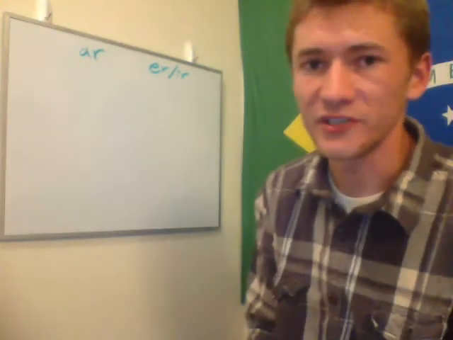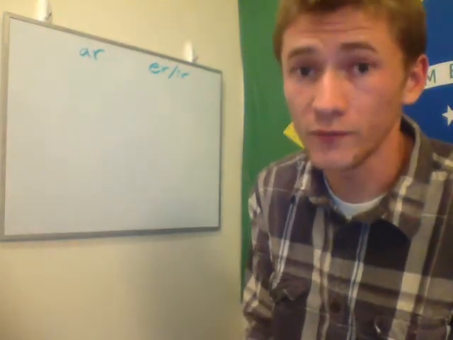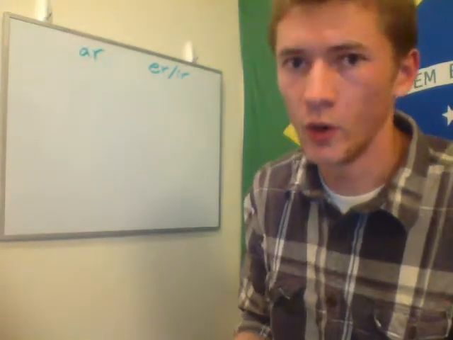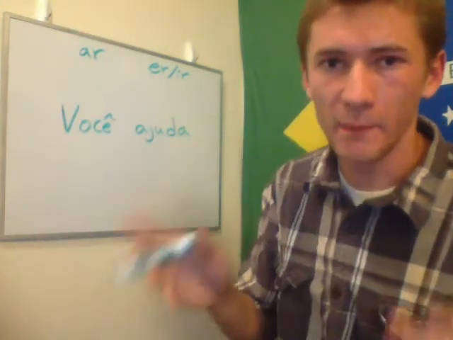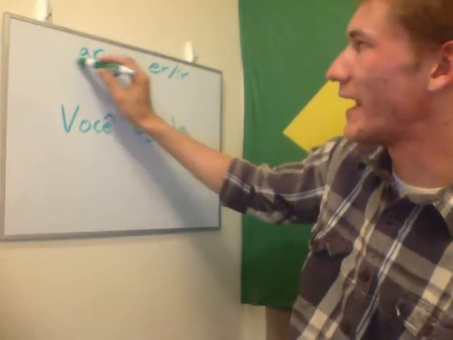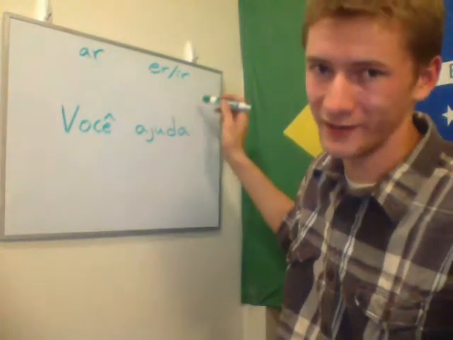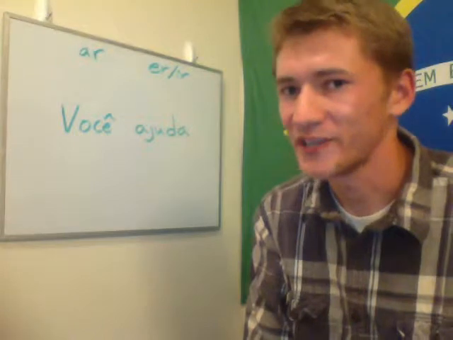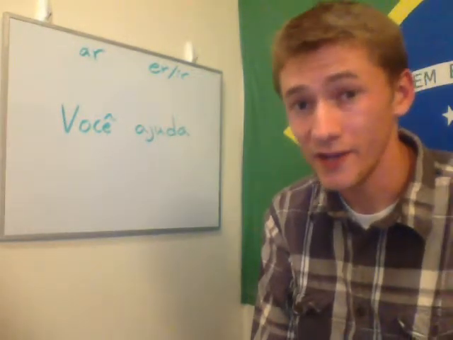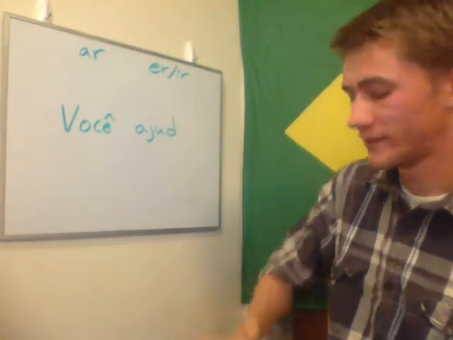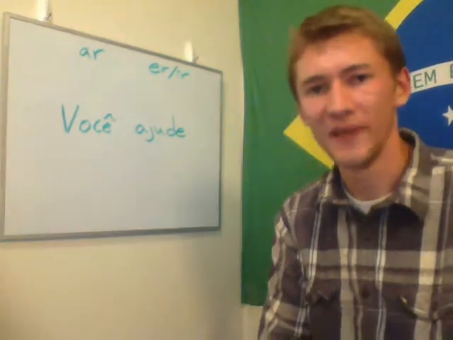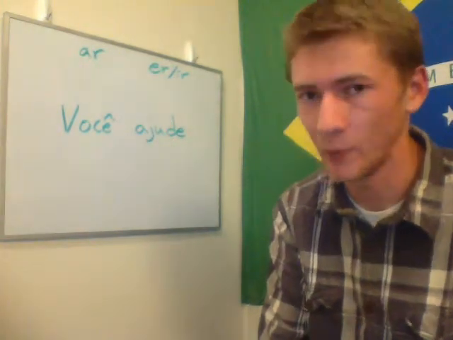ER and IR are pretty much the same except the we form, or the nós form, which is emos or imos. So let's say you have você ajuda, or you help. And you want this in the command form. You want this to be urgent. So what you do is you change this ending from the AR to the ER. So this is in the second person singular AR. You change this into the second person singular ER. So instead of an A, it is an E. Você ajude. That is the command form. You say ajude and people will pay attention.